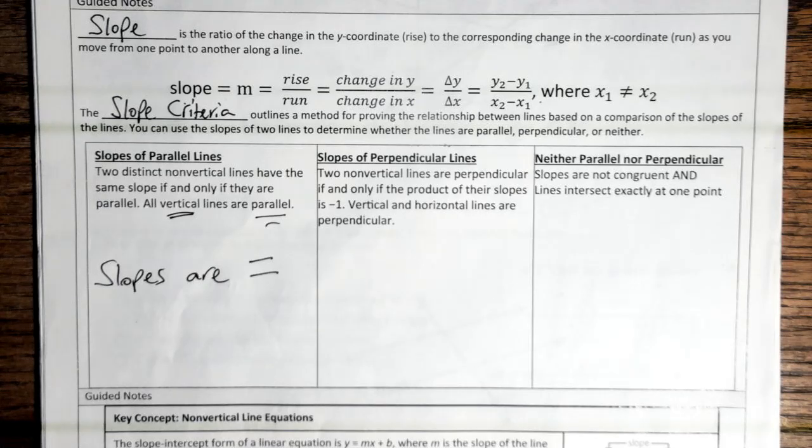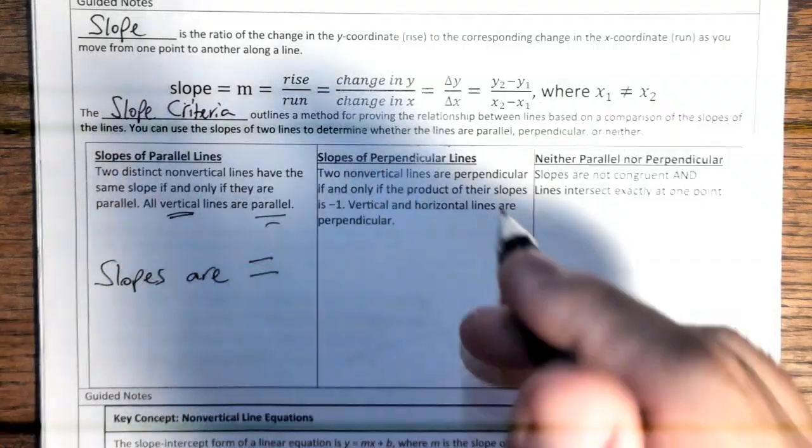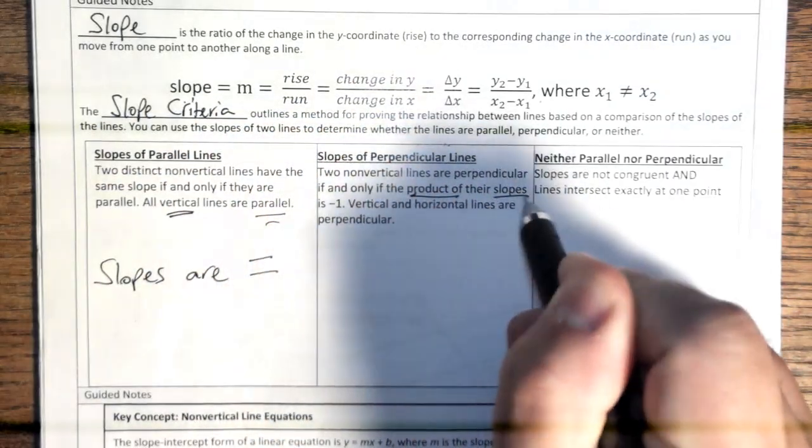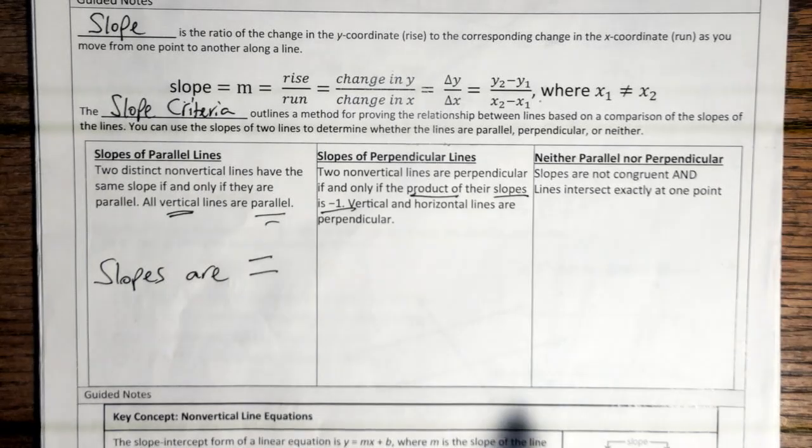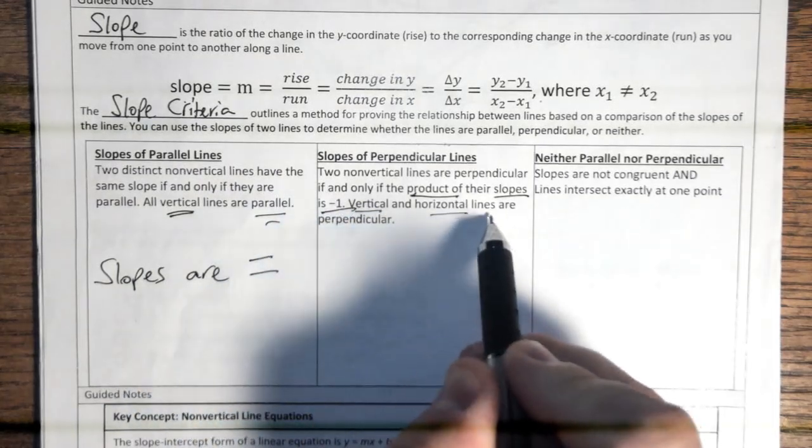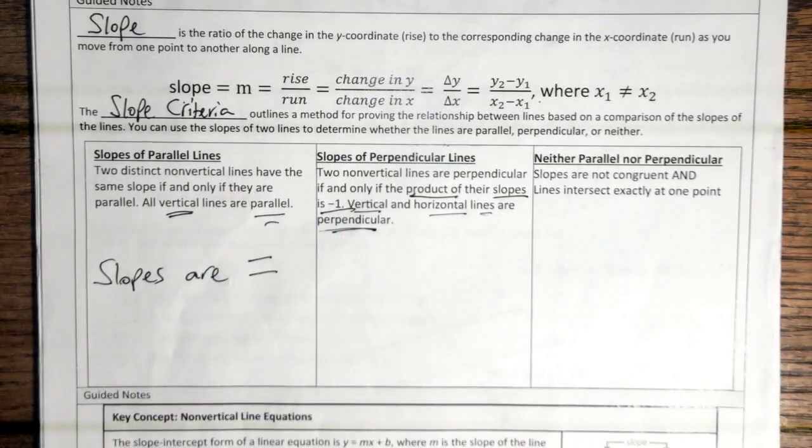All right, slopes of perpendicular lines. Two non-vertical lines are perpendicular if and only if the product of their slopes is -1. Vertical and horizontal lines are perpendicular. Of course, that's like the axes, the 0, 0 point. Those two lines, the x axis and the y axis, come together. They're perpendicular.